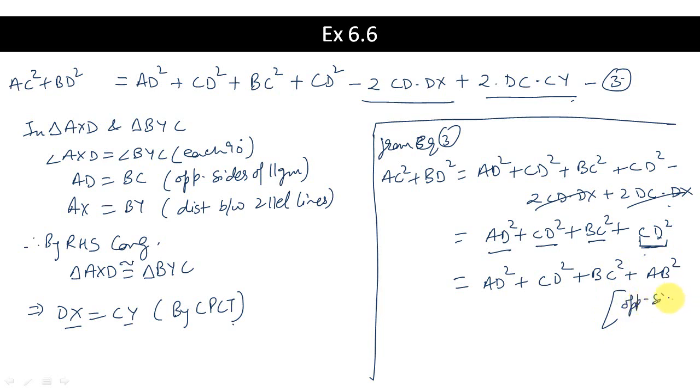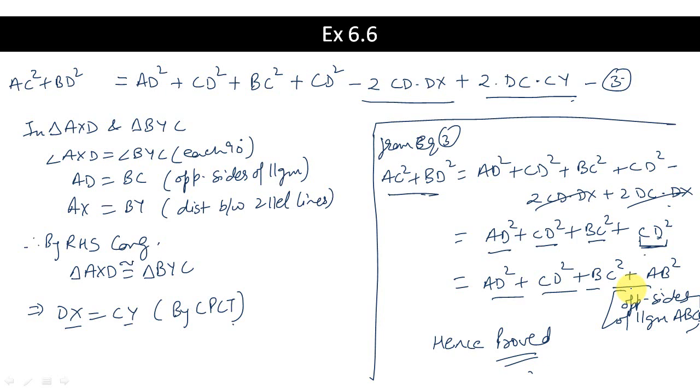Opposite sides of parallelogram ABCD. So this will be equal, hence proved. So sum of the squares of the diagonals is equal to sum of the squares of the sides.